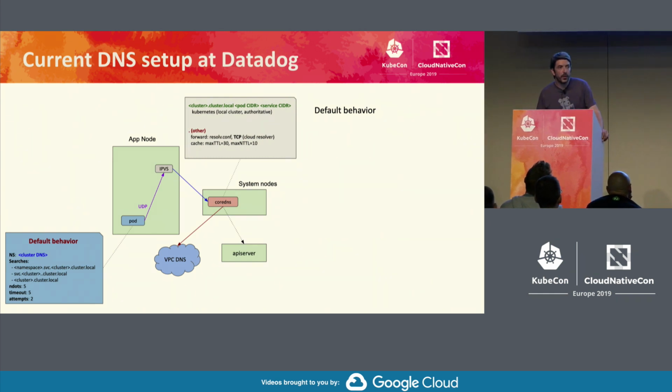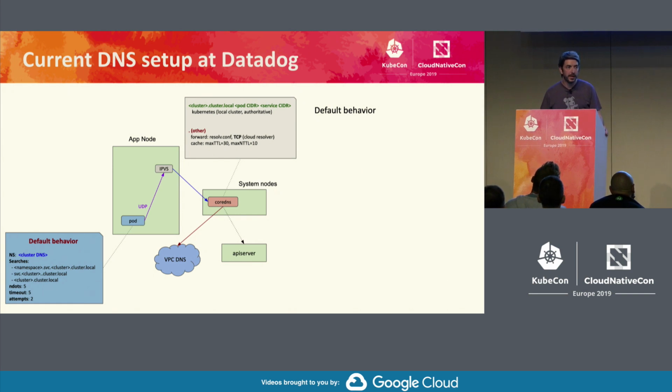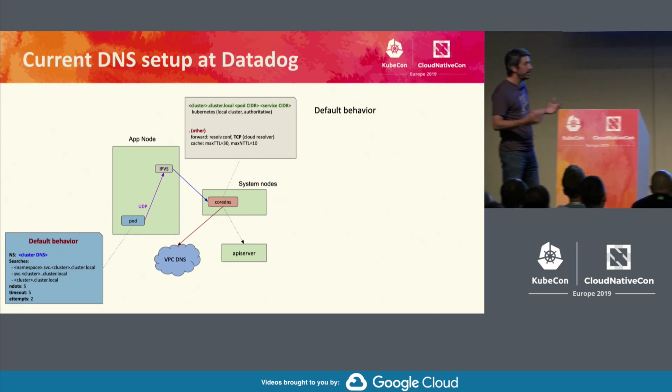Now I'm just going to describe the way we do DNS at Datadog, and it's a lot inspired by the node local cache that Bowei mentioned just before. So this is the typical way we do DNS at Datadog, and a very standard one. So this is the default configuration.